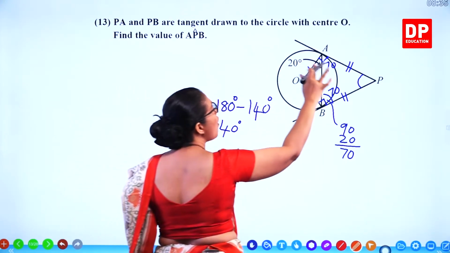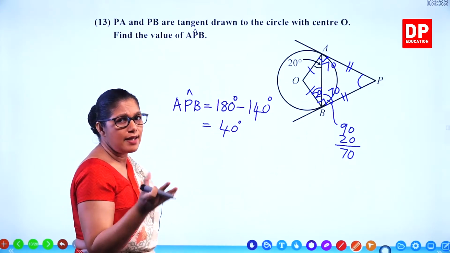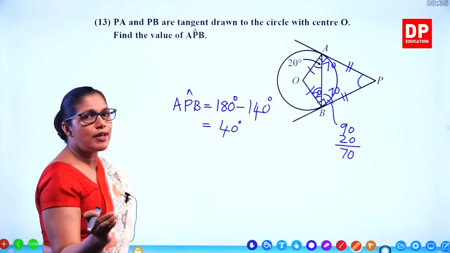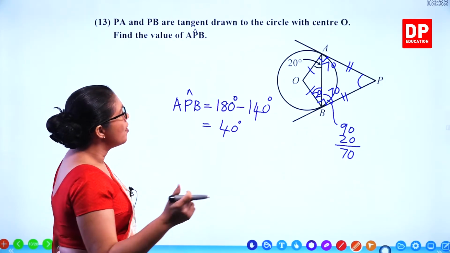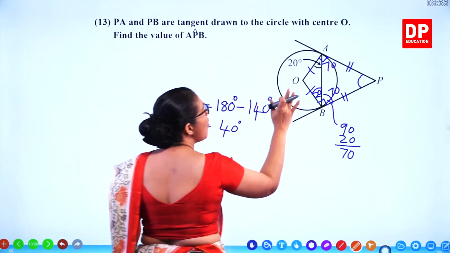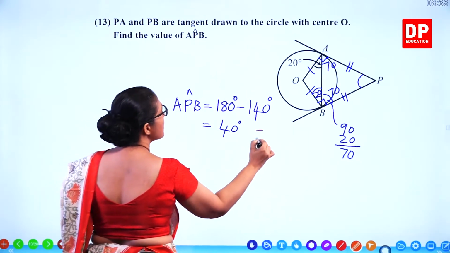So when you mark all the angles like this, you don't need to write again and again. So these are 2 marks questions and 2 minutes you can spend. So try to write down all these important values on the diagram itself. So 2 marks there.